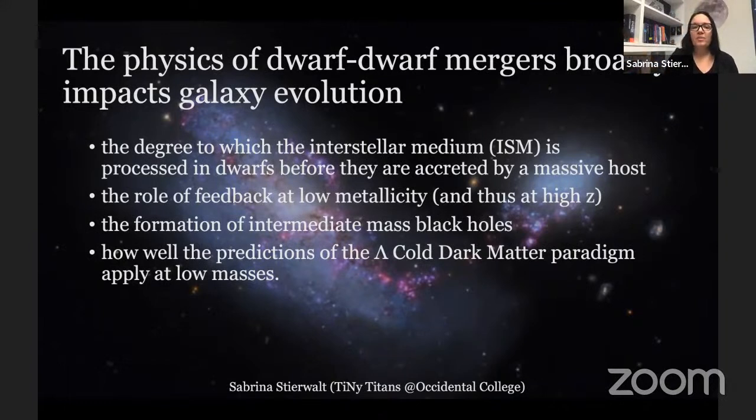They can tell us about the role of feedback at low metallicity, how effective are winds or turbulence or general AGN and stellar feedback when you're in a galaxy that is low metallicity, very clumpy, just like these dwarf galaxies. They can tell us about the formation of intermediate mass black holes, potentially, and they can tell us how well the predictions of the lambda cold dark matter paradigm apply at low masses. So these are all things that more broadly mean that it's very important that we understand dwarf-dwarf mergers.